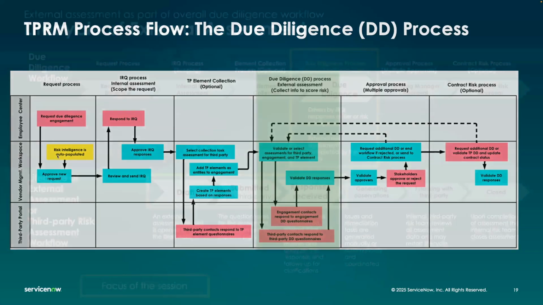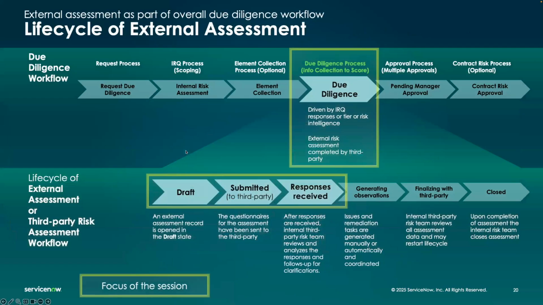Okay. From the perspective of the life cycle of an external assessment, let us review how all of this comes together within the due diligence process. So from an external assessment perspective, it is now clear that third-party element collection, which is an optional process, and the due diligence process both deliver external assessments to third-party contacts. In this session, though, our focus is entirely on external assessments as part of the due diligence process to collect information from third parties.